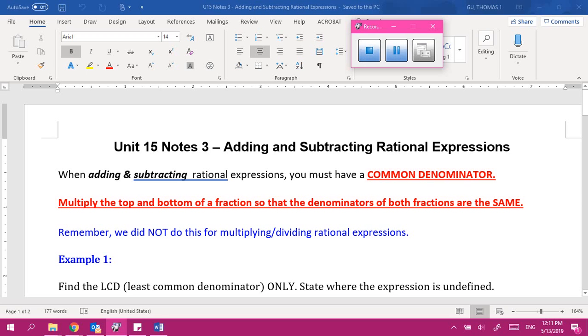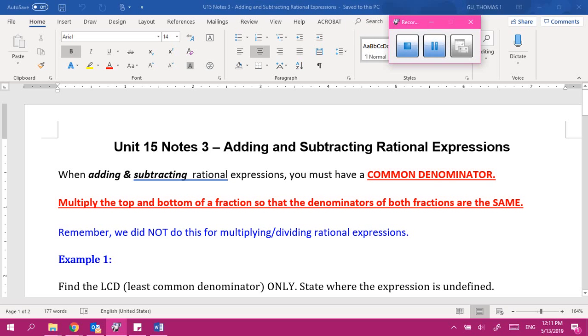Okay. Anyways, last week, we did multiplying and dividing rational expressions. Today and tomorrow, we're going to be doing adding and subtracting rational expressions. Today we're going to mainly be focused on this very important concept right here. Read the first line. When you're adding and subtracting rational expressions, remember they're fractions, you must have a common denominator.